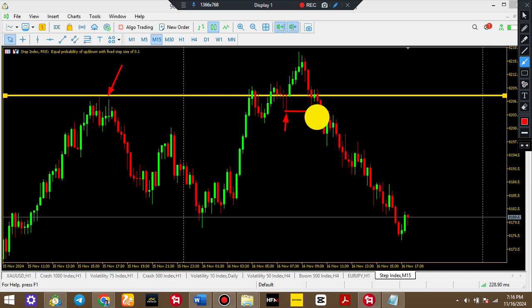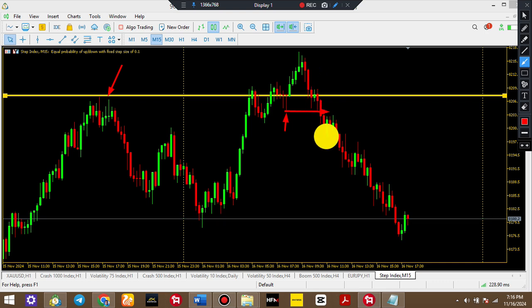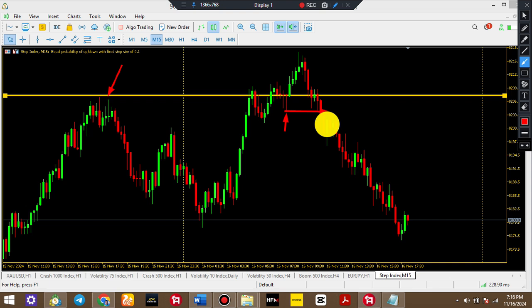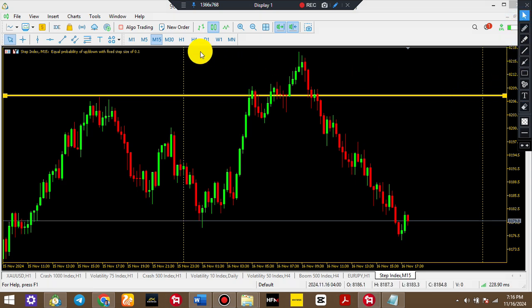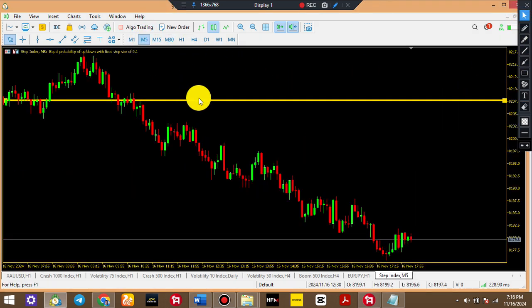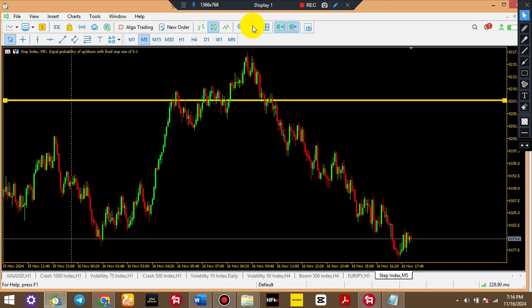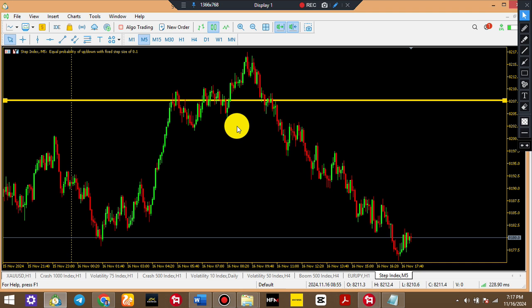But this market didn't give you a pullback into that zone for you to take a sell order. So maybe in the 5-minute time frame, we would have gotten an opportunity to sell. Let's go to the 5-minute time frame and see if we would have gotten an opportunity to sell based on the analysis so far. Okay, we would have gotten an opportunity to sell.